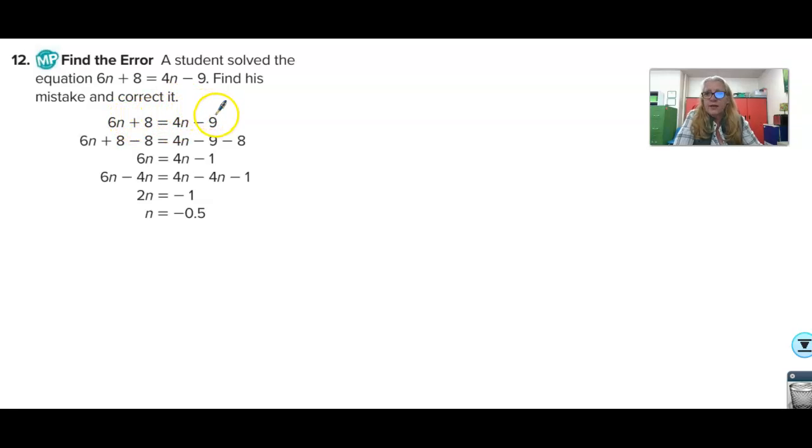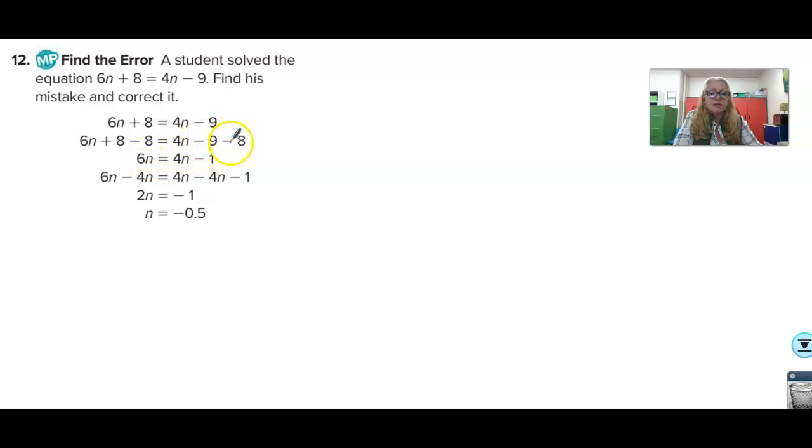This was our original equation. And first of all, this person started off by attacking the numbers. Okay, that was probably a mistake. We always want to get our variables all on one side to start with. But they went ahead and decided to get rid of the plus 8. So they subtracted 8 from both sides. That's fine. Then they have 6n equals 4n minus 1.